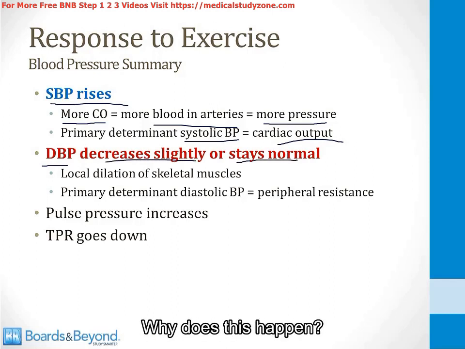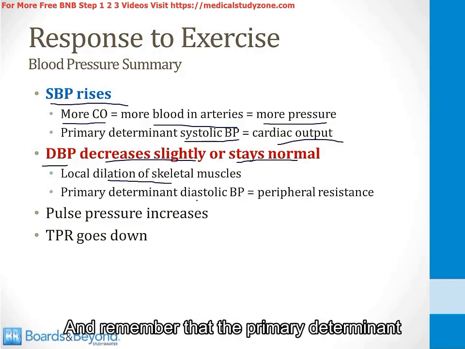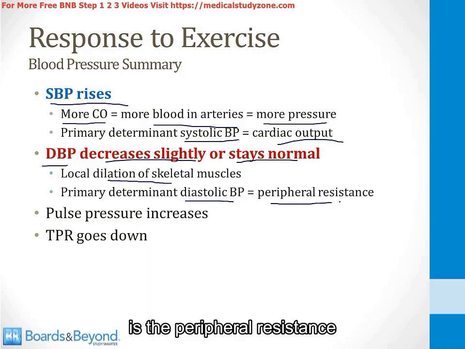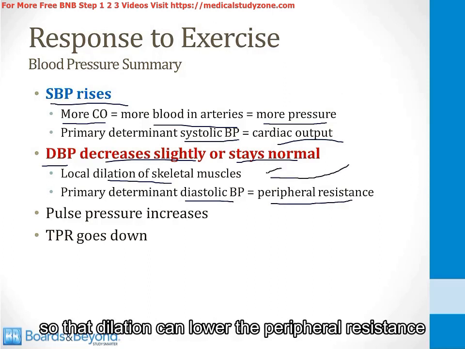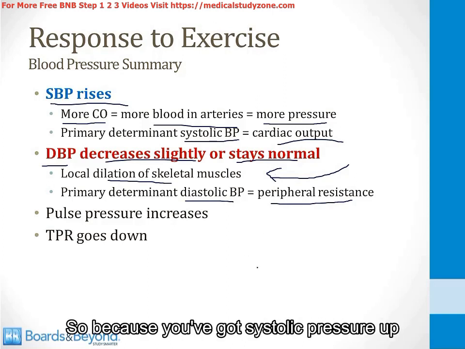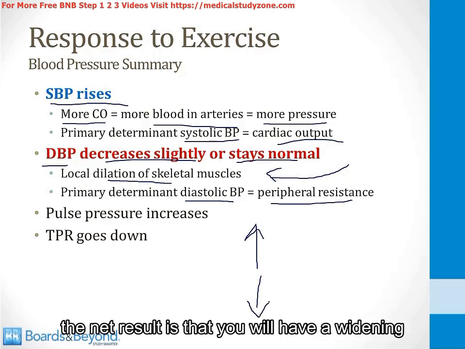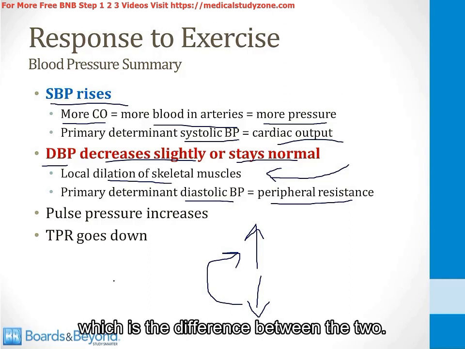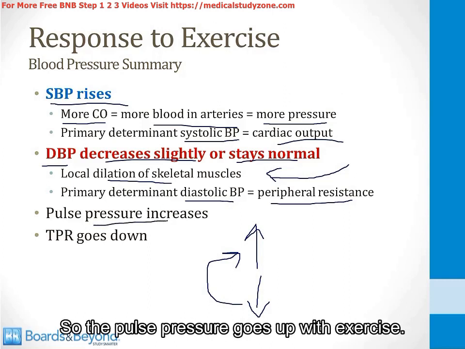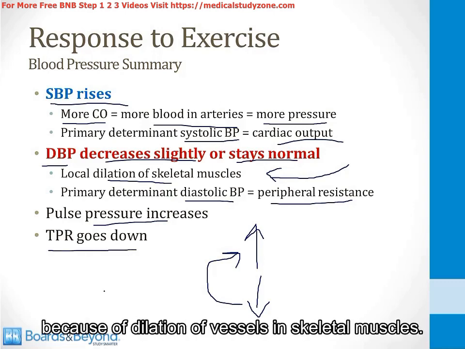Why does this happen? Well, as we discussed, there's local dilation of skeletal muscles, and remember that the primary determinant of the diastolic blood pressure is the peripheral resistance. So that dilation can lower the peripheral resistance, and that can decrease the diastolic blood pressure. Because you've got systolic pressure going up and diastolic blood pressure staying flat or going down, the net result is that you will have a widening of the pulse pressure, which is the difference between the two. So the pulse pressure goes up with exercise, and as we discussed previously, the total peripheral resistance goes down because of dilation of vessels in skeletal muscles.